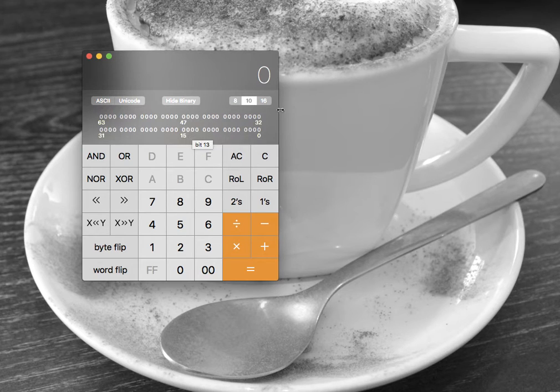Programmer mode is a calculator for programmers to use. It can work in base 16, which we call hexadecimal, in decimal itself, or in base 8 or octal. Most programmers don't really use octal an awful lot, but we do use decimal and base 16.